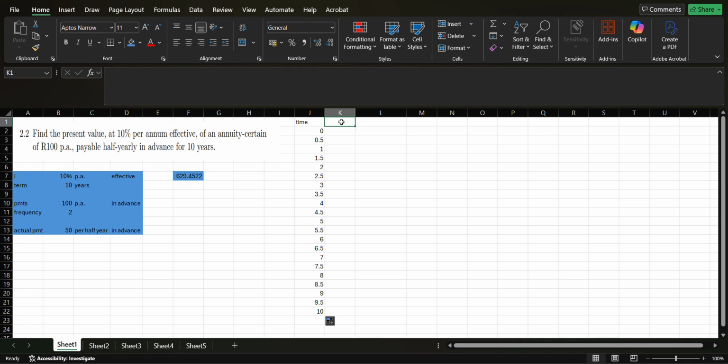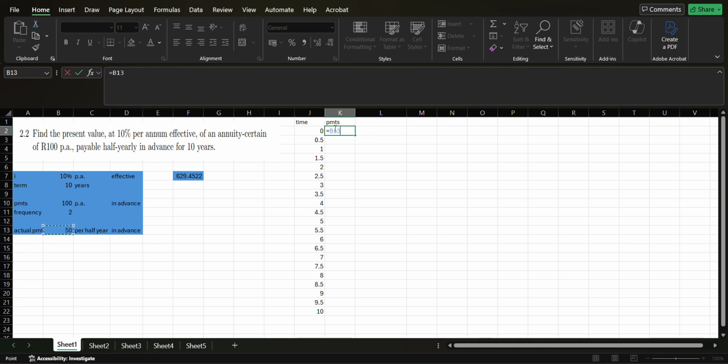Now that we have our timeline, we can put our payments there, or our cash flows. Now, each half year you pay 50 Rand in advance, so it starts at time 0. I'm not gonna put 50 Rand everywhere here. I'm just gonna write a formula and drag it down. So what that looks like is that I'm gonna say this is equal to, and we already have 50 Rand in our piece of information. This is what I was talking about. We're gonna reference this cell.